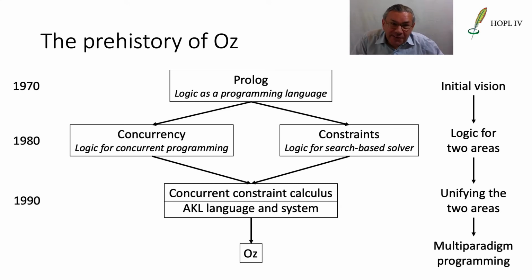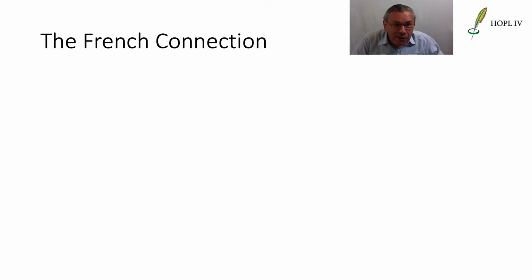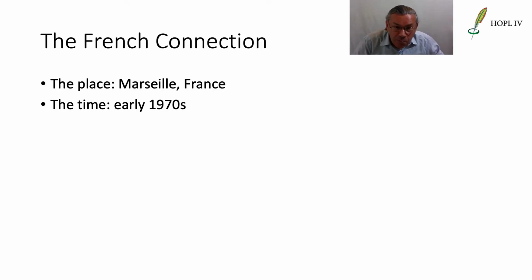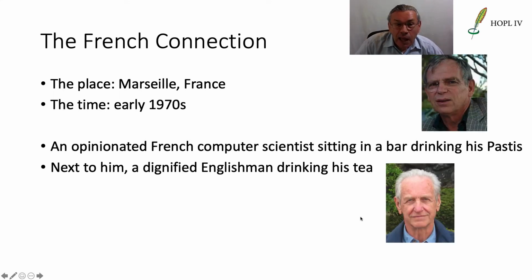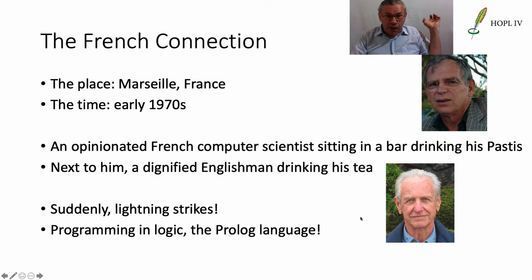Let me now tell you a few stories. The first story, the French connection. The place, Marseille in France. The time, the early 1970s. An opinionated French computer scientist sitting in a bar drinking his pastis. Next to him, a dignified Englishman drinking his tea. I'm talking about Alain Colmerauer and Bob Kowalski. Lightning strikes. They invent programming in logic, the Prolog language. An old dream finally realized.